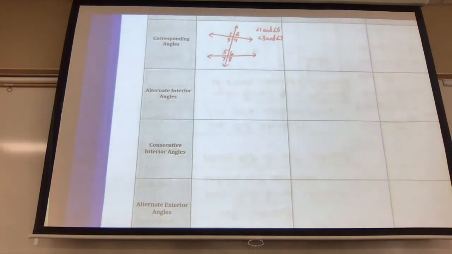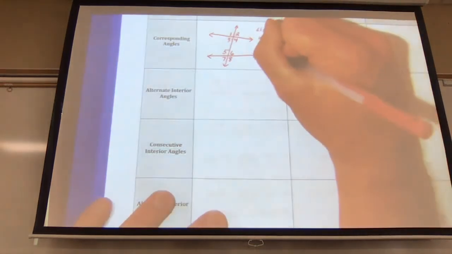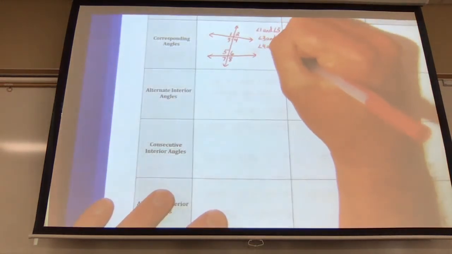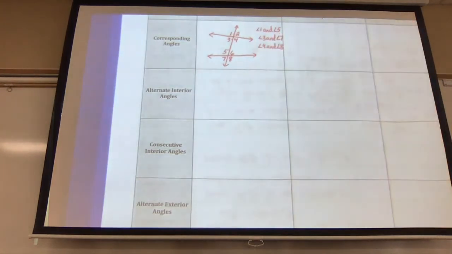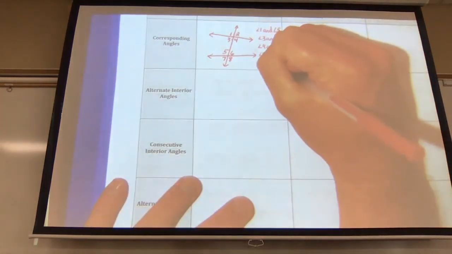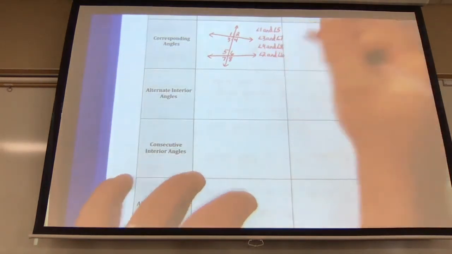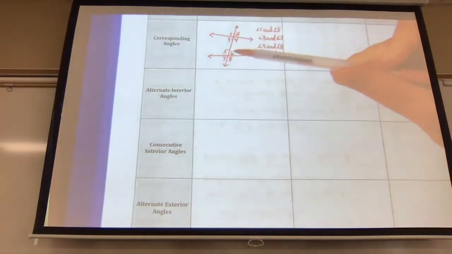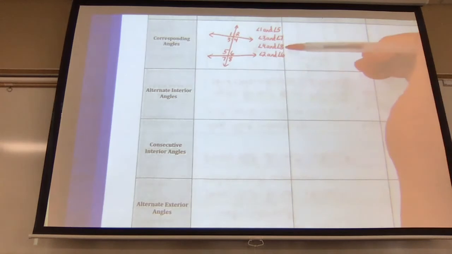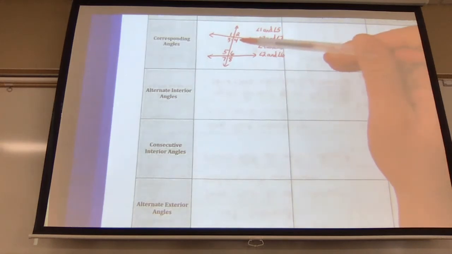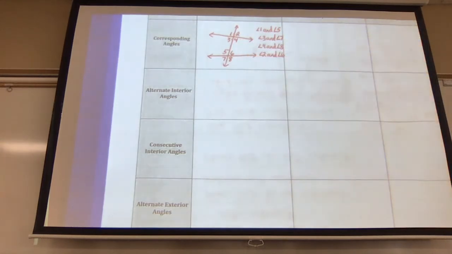We'll see if you guys can take it from here. Can anybody give us another pair? Yep. 4 and 8. And there's one other. Anybody got it? Zoe? 2 and 6. 2 and 6 are both above the line being intersected and to the right of the transversal. 4 and 8 was the other ones. Those are both to the right of the transversal, below the lines being intersected.